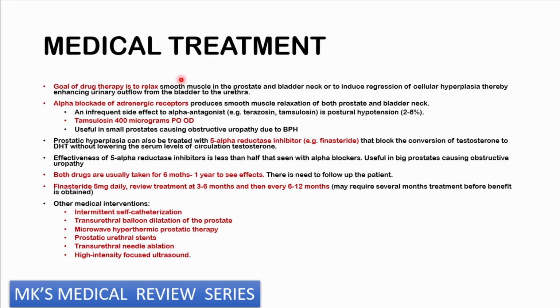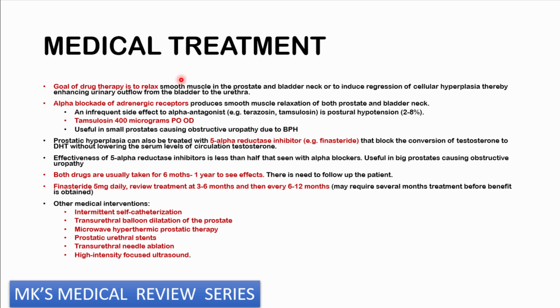Prostatic hyperplasia can also be treated with a 5-alpha reductase inhibitor such as finasteride that blocks the conversion of testosterone to dihydrotestosterone without lowering the levels of the circulating testosterone. Then the effectiveness of these 5-alpha reductase inhibitors is less than half that which is seen in the alpha blockers, but it's useful in big prostates causing obstructive uropathies.